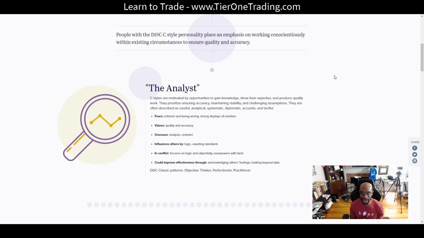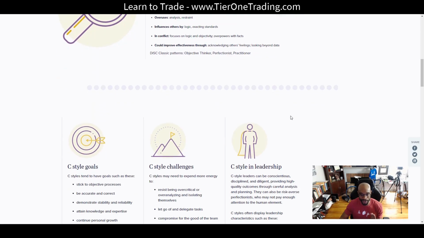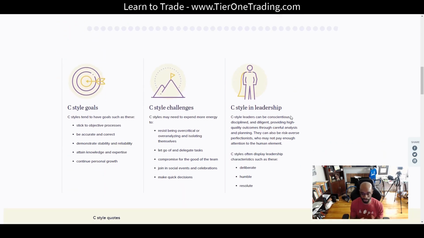C styles are motivated by opportunities to gain knowledge, show their expertise, produce quality work. They prioritize ensuring accuracy, maintaining stability, and challenging assumptions. They're often described as careful, analytical, systematic, diplomatic, accurate, and tactful. That's everything you need to know in a trader, right? You probably saw it as soon as you saw analysts, right? These are very, very good traits for trading.